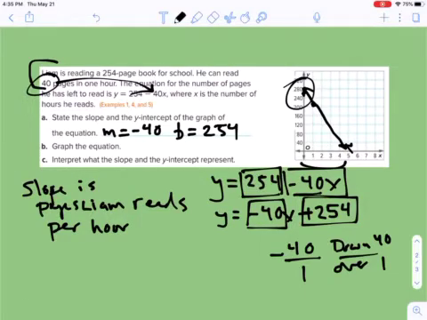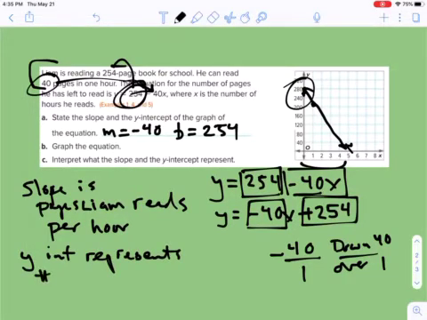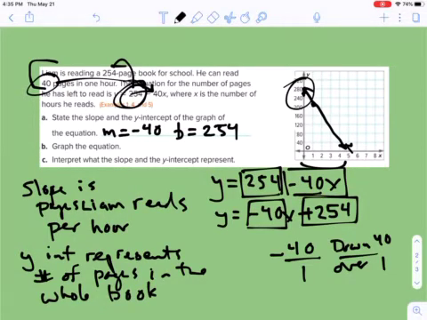And then the y-intercept is actually a really simple thing to interpret. If it's starting at 254, right up here, and then it's going down with everything he reads, the y-intercept, if you notice, is the same as the number of pages of the book. So the y-intercept represents the number of pages in the whole book. Not the number of pages left. It's the number of pages in the whole book.